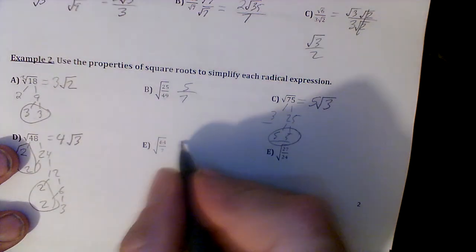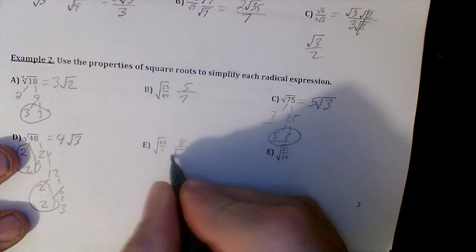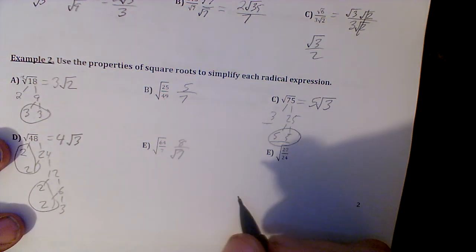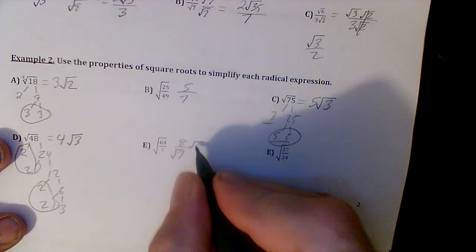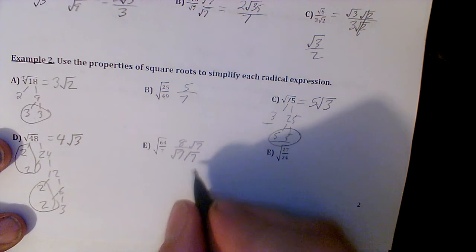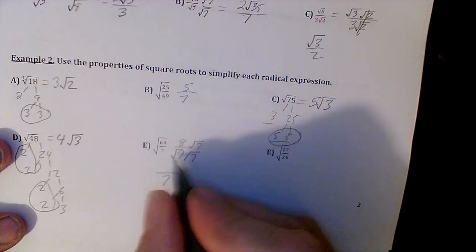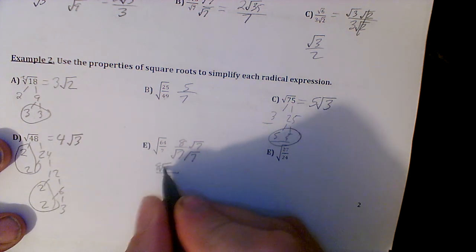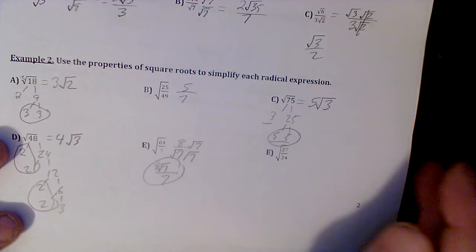This guy right here, I'm going to reduce the square root of 64, which is 8 over rad 7. Right? Rad 7 can't stay like that, so I multiply top and bottom by rad 7. And I get 7 on the bottom. 8 rad 7 on top, and I'm done.